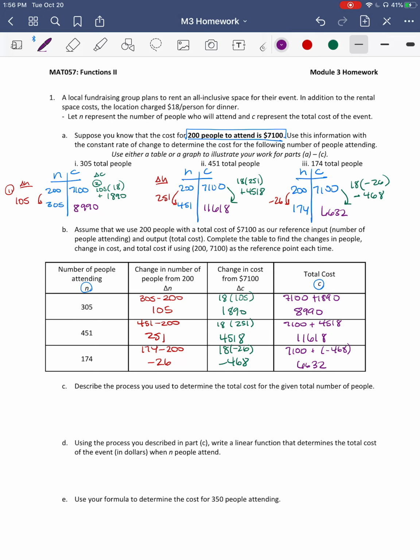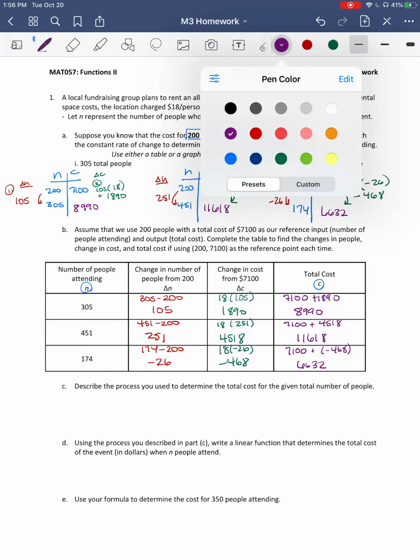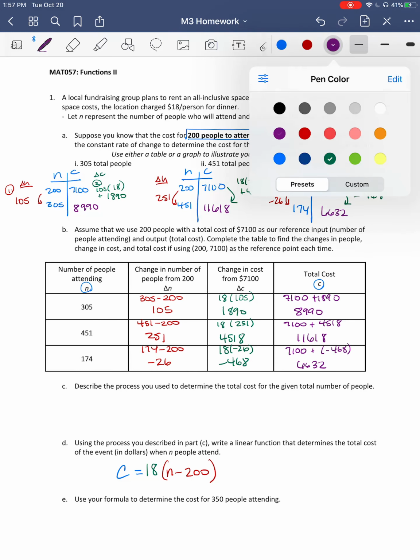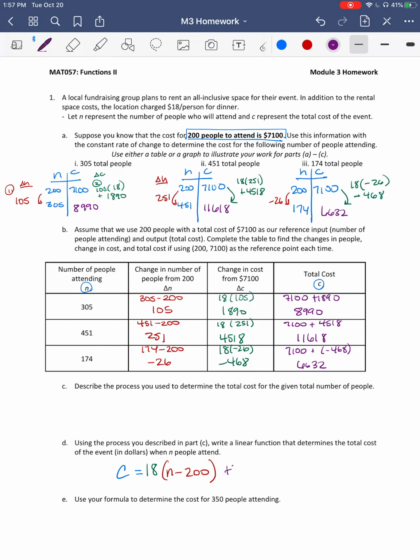So if I take that process and put it in a formula, if I want to find my total cost, the first thing we did is find our change in the number of people. Then our next step was we took that and multiplied it by the constant rate of change. And then finally, we took that and added it to the 7,100.